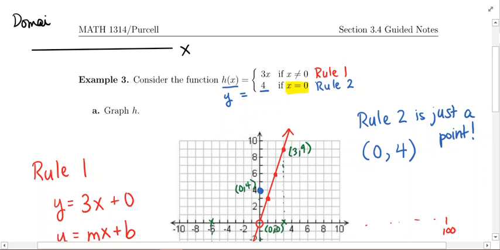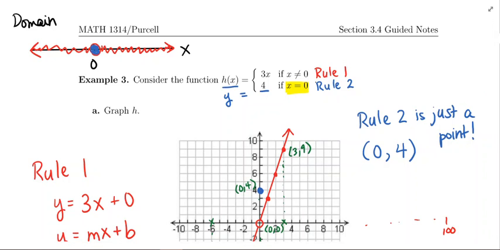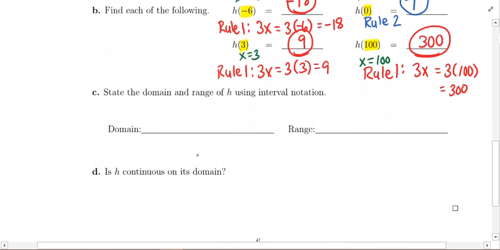We're just going to go to each rule and shade in the x values that each rule covers. If we start with rule 1, the key x value here is 0. That's where things are changing. Rule 1 covers every single x value except for 0, so I'm going to put an open circle at 0 but shade everything else in. Then rule 2 comes in and covers what's going on at x equals 0, so we can shade in x equals 0. So the entire number line is covered, and the domain is all real numbers.